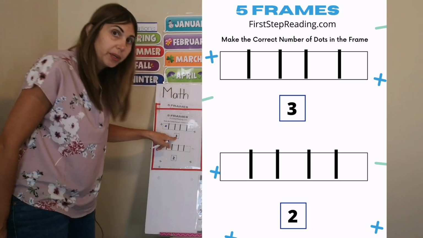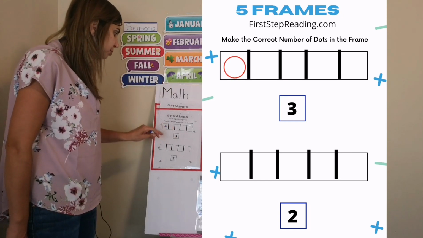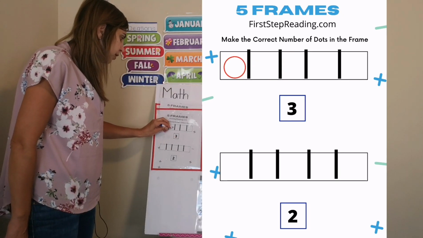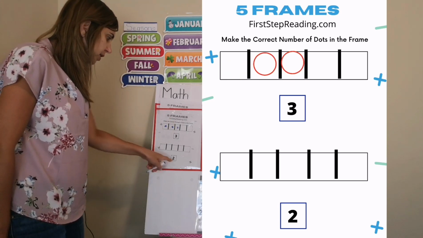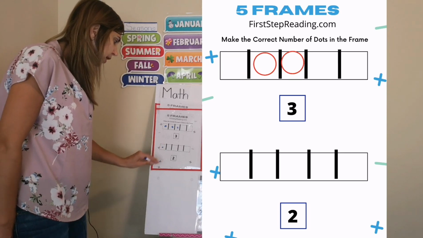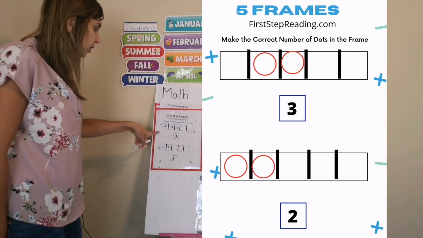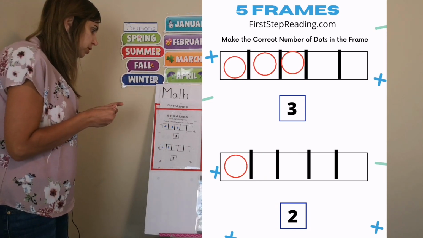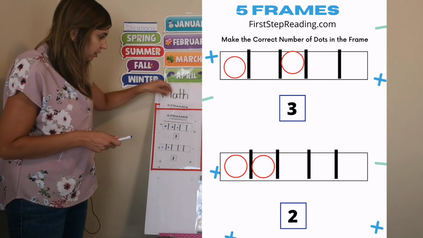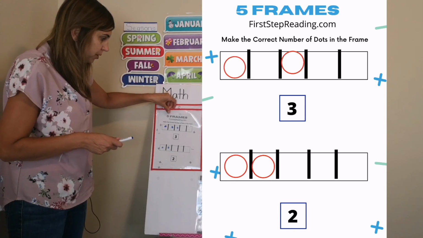So the way you do this is you put 1 dot. It says I need 3 dots, so I put 1 dot in each box. 1, 2, 3. And this one says I need 2, so I put 1, 2. You make the dots today, okay? That's what I want you to work on for math. There's a few of these different sheets you can print out.